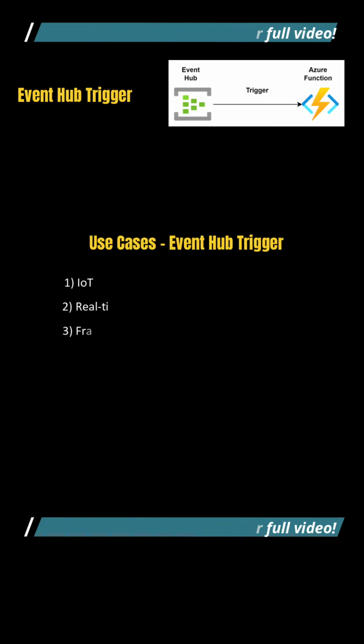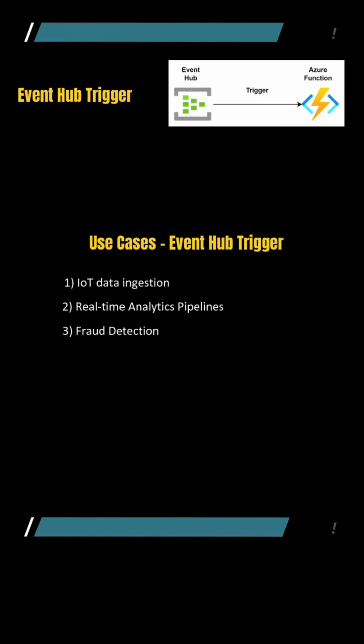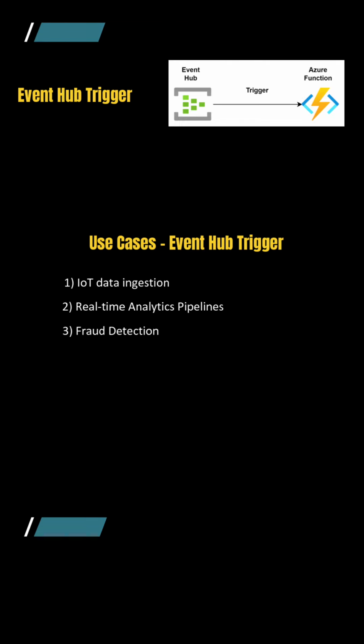What are the use cases of the event hub trigger? It's again very useful in Internet of Things scenarios where you ingest data from thousands of devices into event hub, and you have a function processing those events, understanding the telemetry. Real-time analytics pipelines is another use case. Fraud detection is another use case where you can use event hub triggered Azure functions.